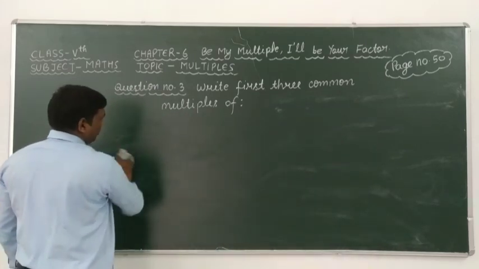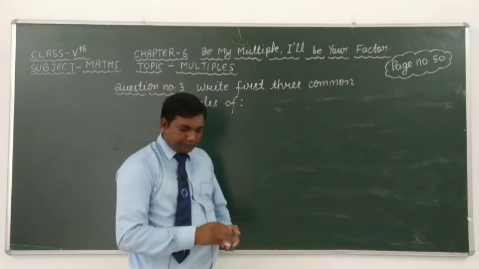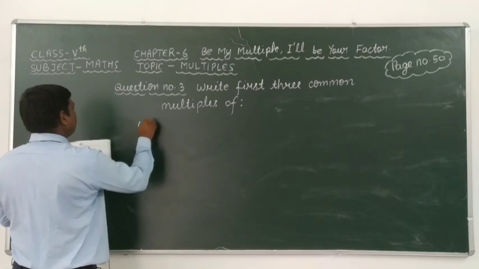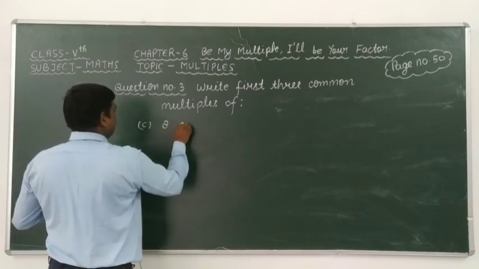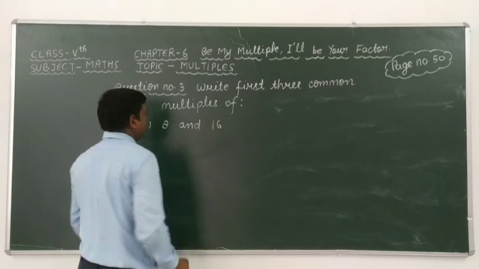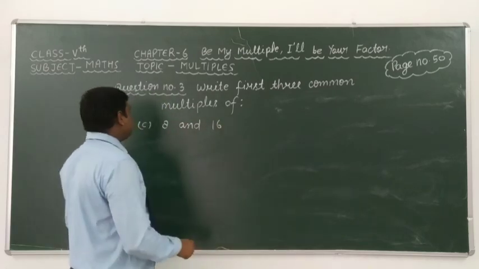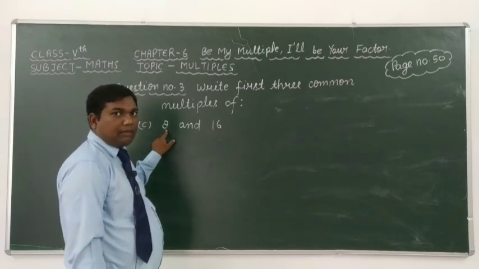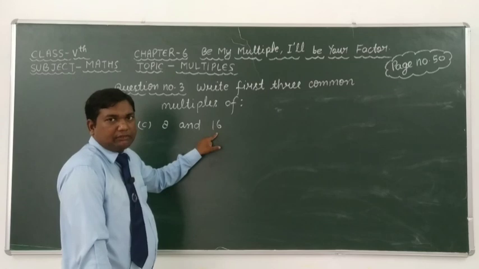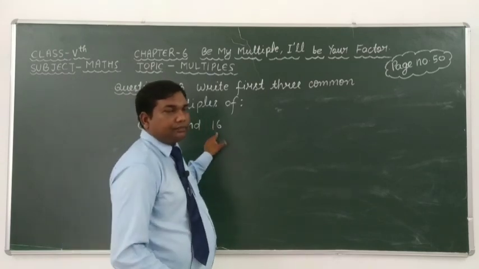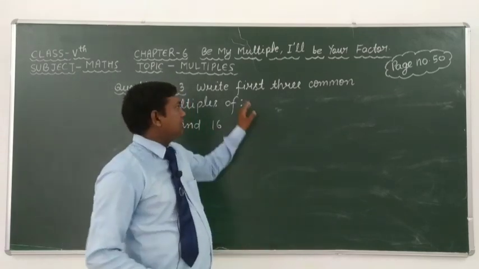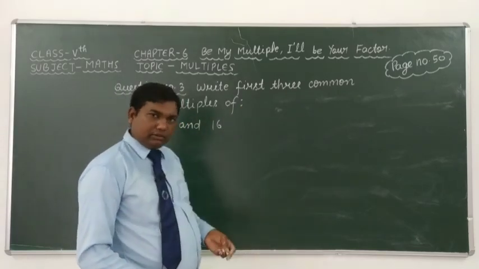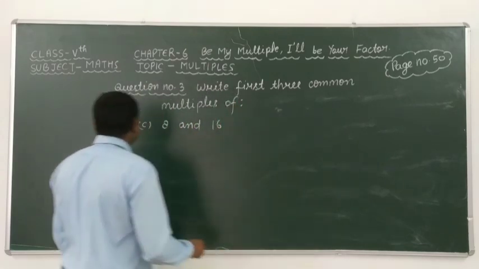Okay students, now let's start question number 3 of C. Question number 3 of C is, here given that 8 and 16. Students, look at here carefully. Firstly we can write the multiples of 8 and the multiples of 16. Then we have to choose the first 3 common multiples of 8 and 16.